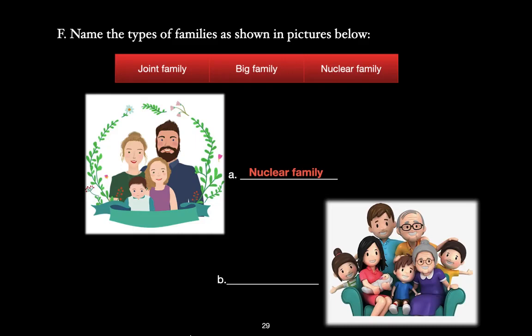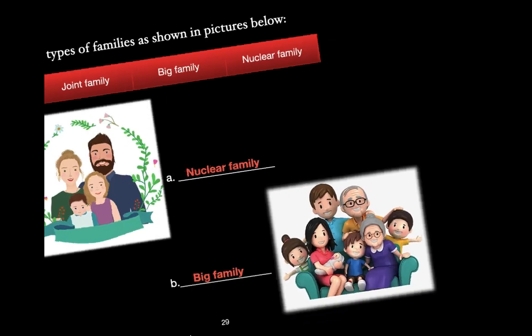What do you see in the second picture, children? Who do you see in this one? Yes, you see your parents, grandparents, and children living together in the same house, which is, yes, a big family. Good. Let's move on.